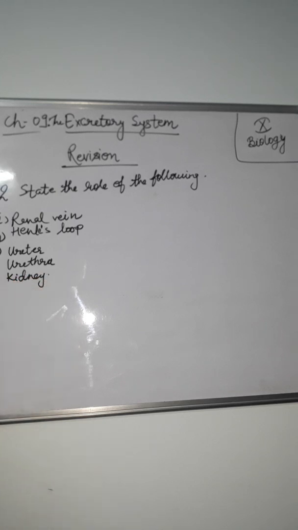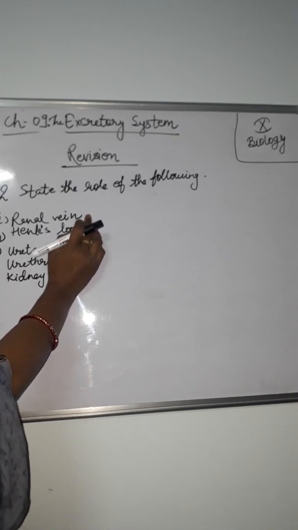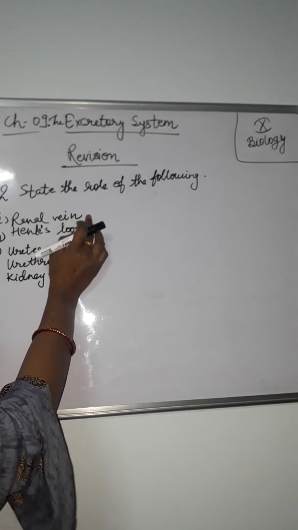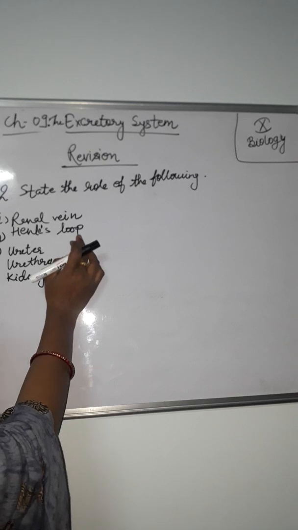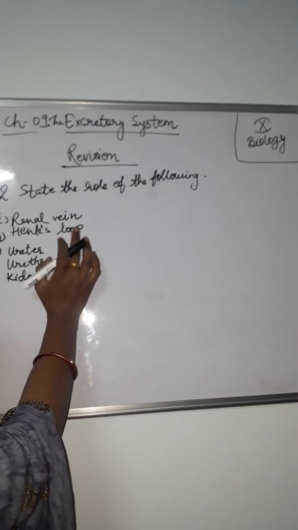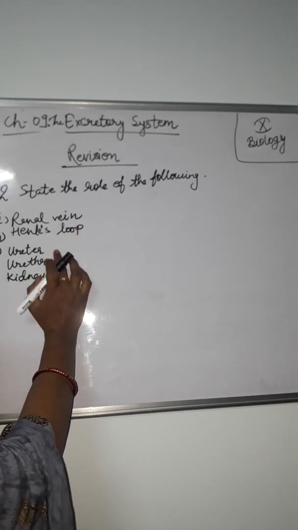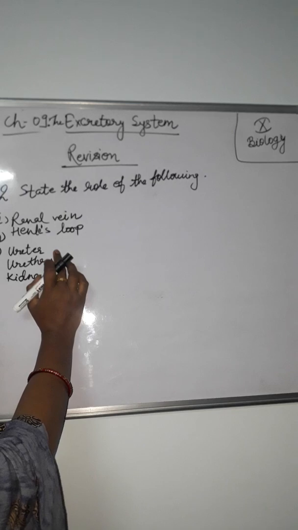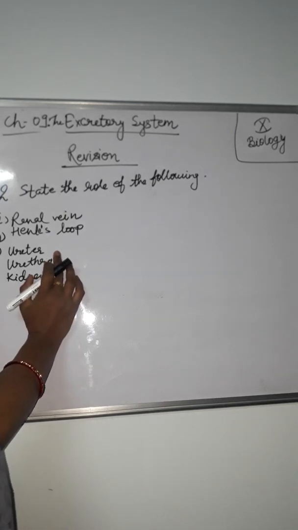Okay, first one is renal vein. As you know, it collects the filtered and deoxygenated blood. What is the function of this renal vein? It collects filtered and deoxygenated blood. Now second, Henle's loop, it helps in the reabsorption of water and sodium ion. Third one is ureter. It transports urine from kidney to the urinary bladder.